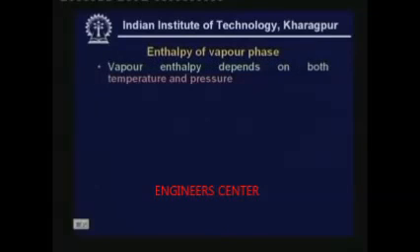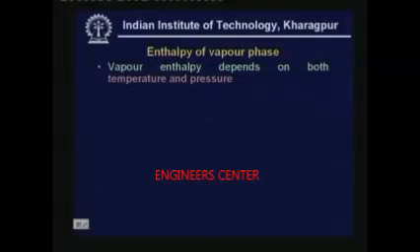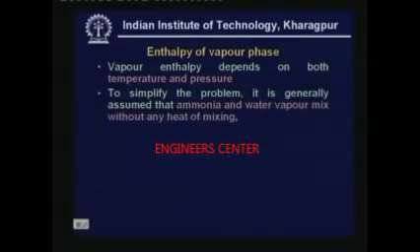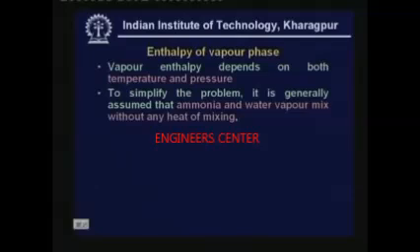Now, enthalpy of liquid phase is relatively easy. So, how do we calculate the enthalpy of vapor phase? The complication comes because in the vapor phase we have both ammonia as well as water vapor. And the vapor enthalpy, as you know, depends upon temperature and pressure. So, to simplify the problem, again what is generally done is it is assumed that ammonia and water vapor mix without any heat of mixing. That means there is no change of phase or any chemical reaction when vapors of ammonia and water mix.